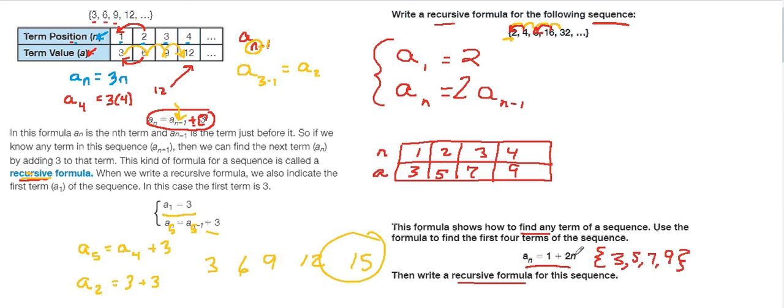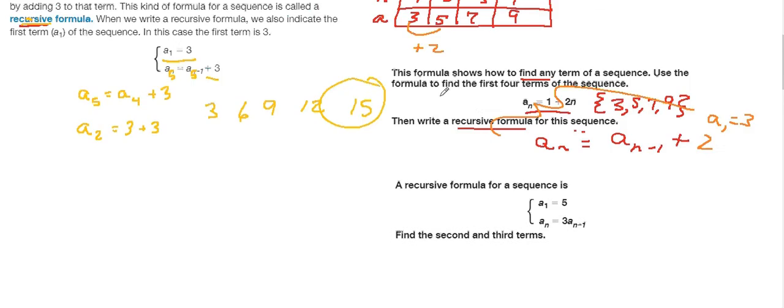Then the recursive formula has to show something in relation to the previous number. So a of n is the previous number, looks like a plus, right? Every time we add 2. With the first number being 3. You put your brace on there, we're done. A little messy, sorry, but I want to get to this last one. Here's a recursive formula for a sequence. We know the first term, and we know the recursive formula here. Find the second and third terms.